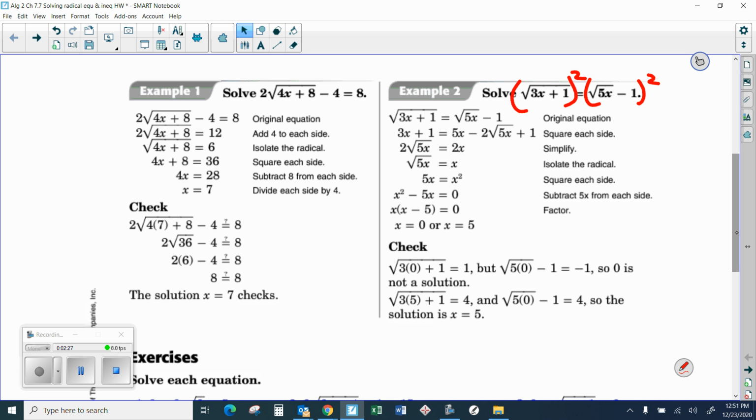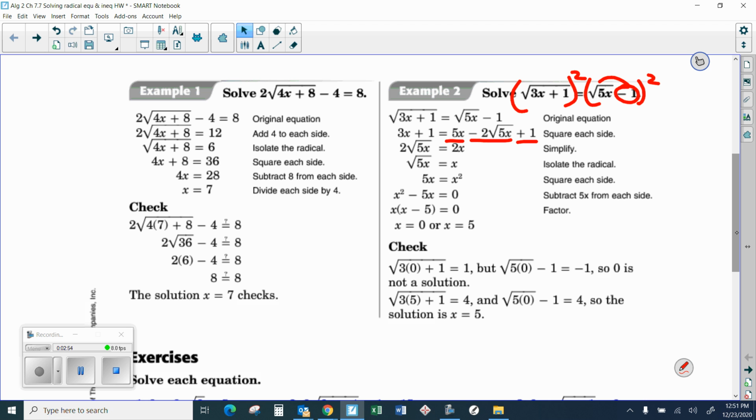Now, the left side's easy. It just takes off the radical, 3x plus 1. But don't forget the right side, I have a binomial here. So when I square a binomial, I'm going to end up with a trinomial. And remember, when I square a binomial, I square the first term, so that's going to be 5x. I multiply the two terms together, negative root 5x, double that, negative 2 root 5x, and then multiply the last term by itself, plus 1.